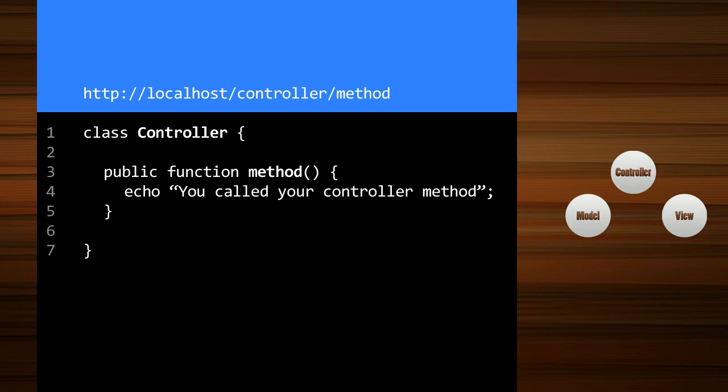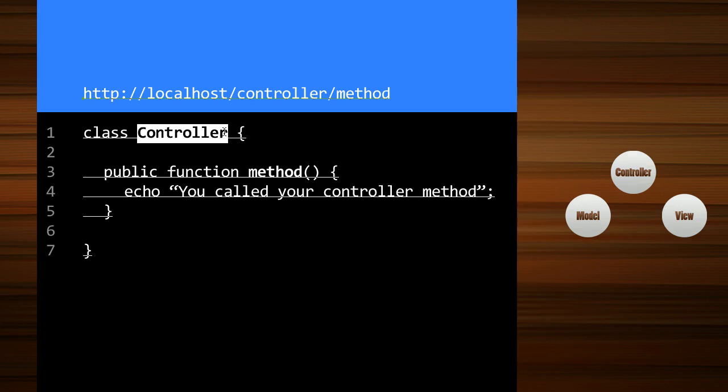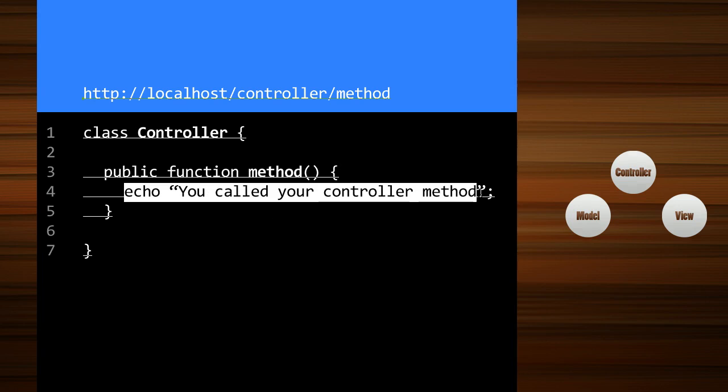Right here what we have in the blue box is a URL working on a local host, and this is just the structure of it. We have a controller and a method. The controller is the actual class name, and you notice how this is a capital C. You should always give your class names a capital letter. And then the method in the URL goes to the method. In here is where you would handle all your logic.